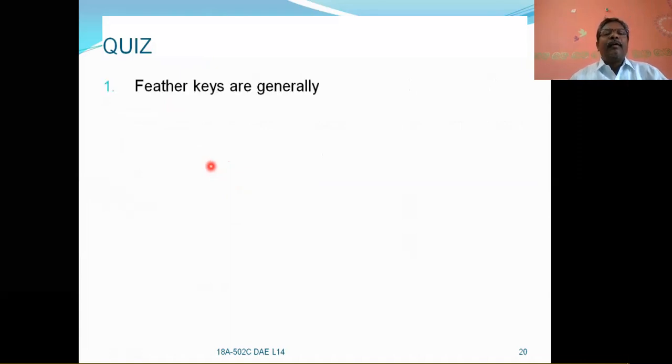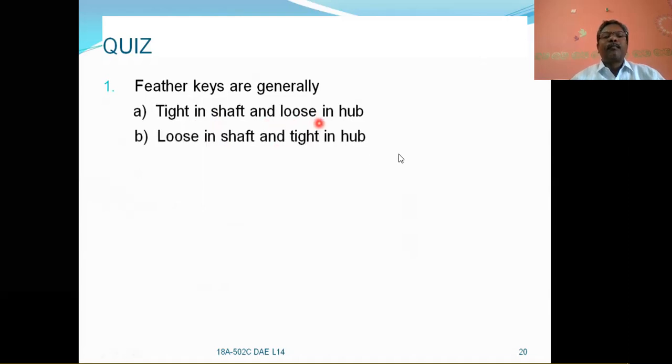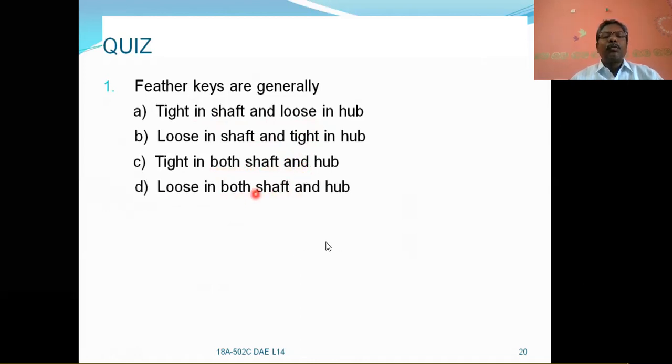So let us have a small quiz on this lesson, whatever we have discussed so far. Feather keys are generally: tight in shaft, loose in hub; loose in shaft, tight in hub; tight in both shaft and hub; loose in both shaft and hub. Which is the right answer?